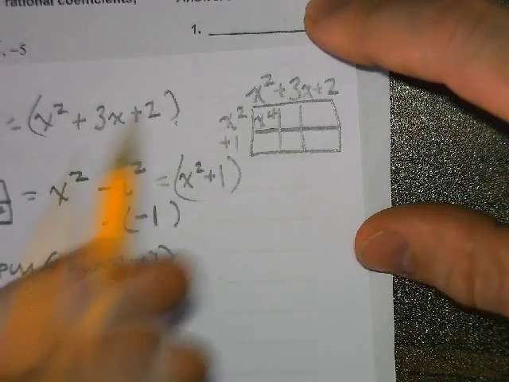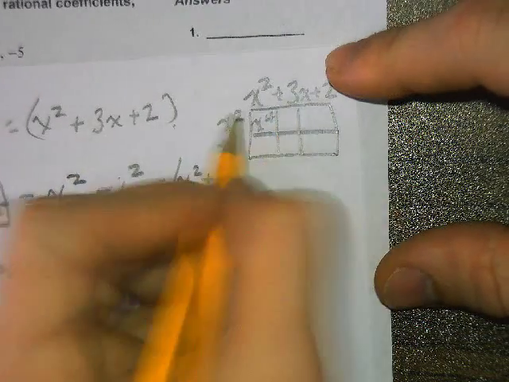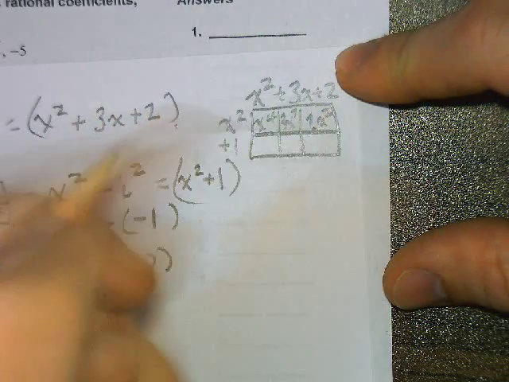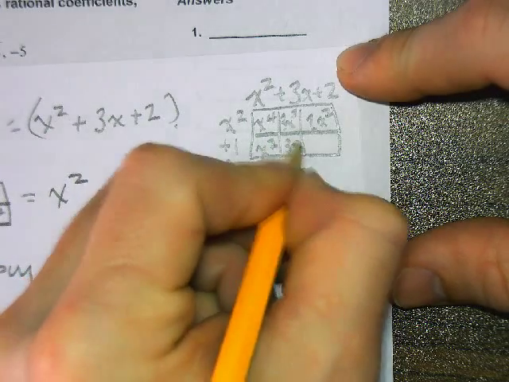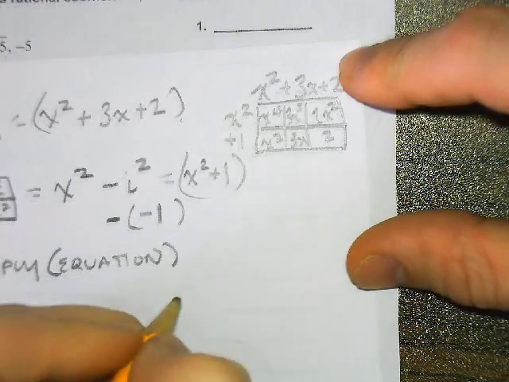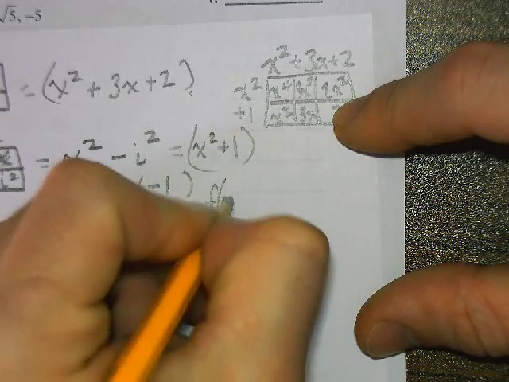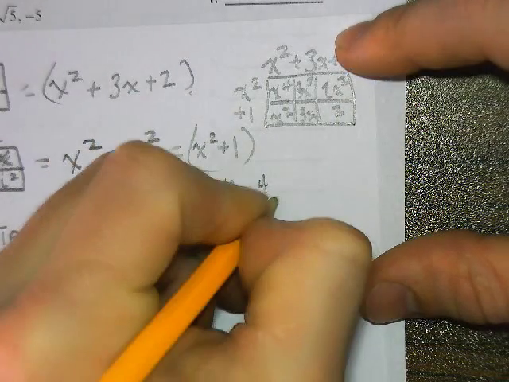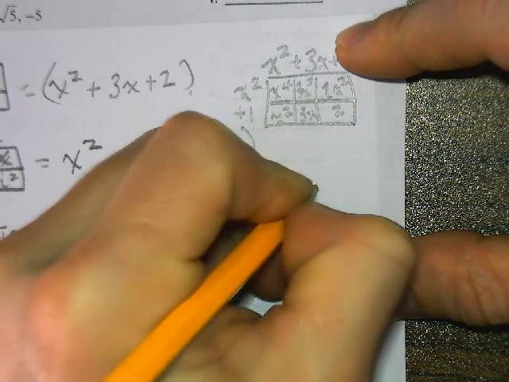Alright, 3x times x squared is 3x cubed, 2x squared, x squared, 3x, and then plus 2 at the bottom. So all together, we have our function that comes from this box. We have f of x equals x to the 4th plus 3x cubed plus 3x squared plus 3x plus 2.